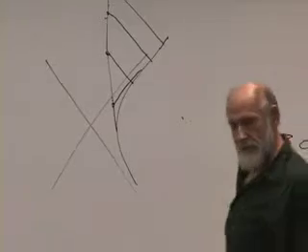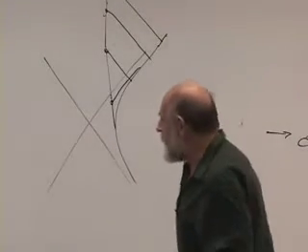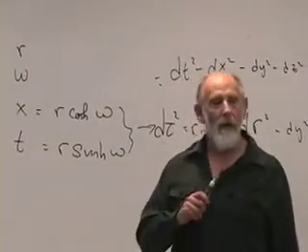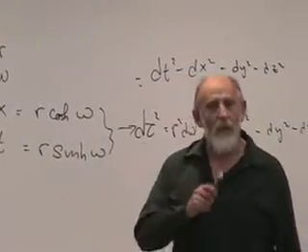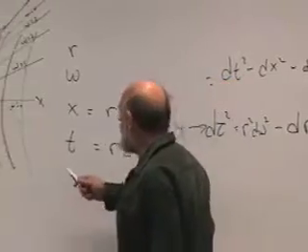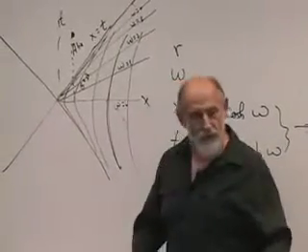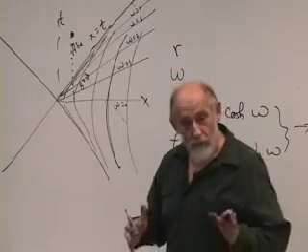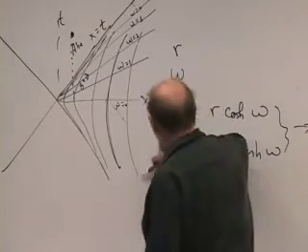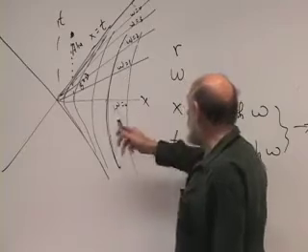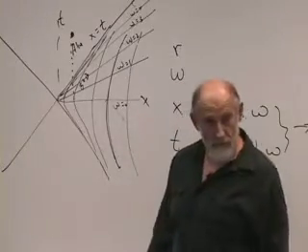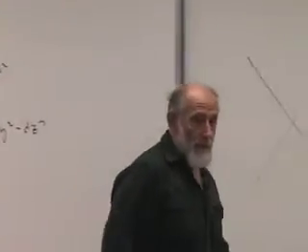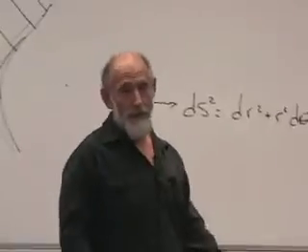Yeah, it's just coordinates. Just a coordinate transform? It is a coordinate transform. But now we're imagining a collection of observers. This is not just a coordinate transformation. It is a coordinate transformation, but now we're imagining observers who are moving at a fixed r, each one of which is at a fixed r. That means they're accelerating, and we're asking what they see.